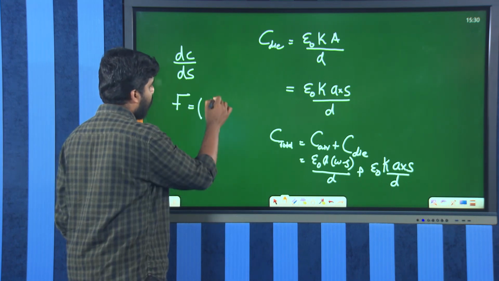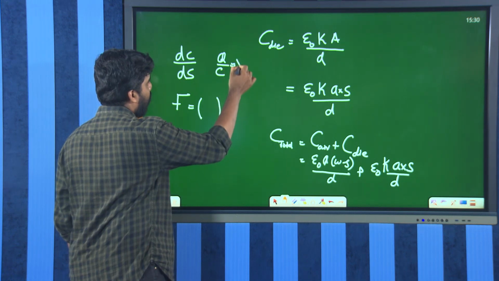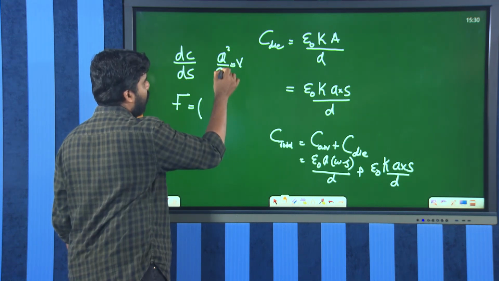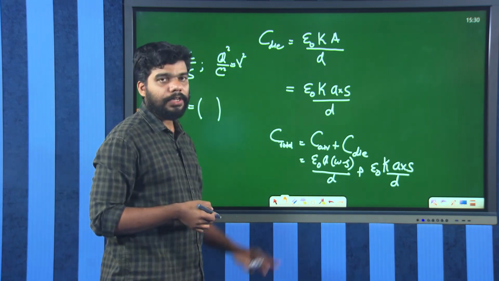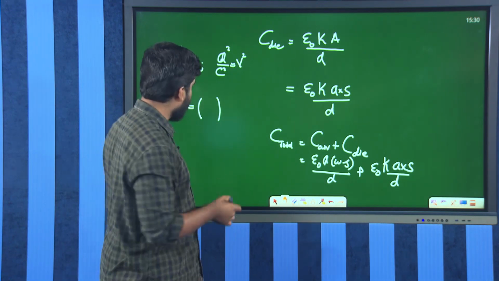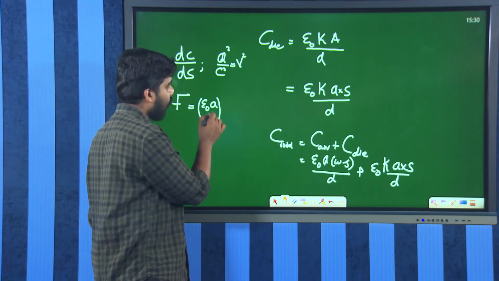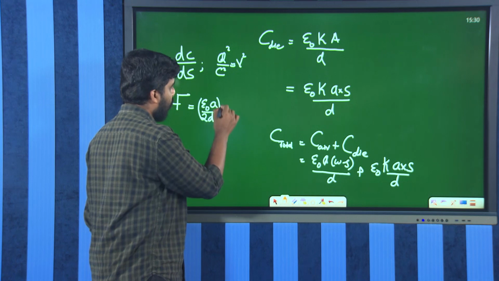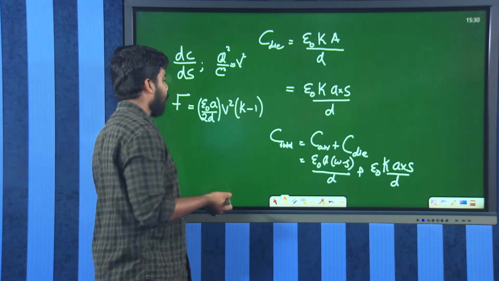And for F, I will use the fact that Q by C is nothing but V. So, Q square by C square is equal to V square. So, you differentiate this equation and we will get F is equal to epsilon 0 A by 2D into V square into K minus 1.